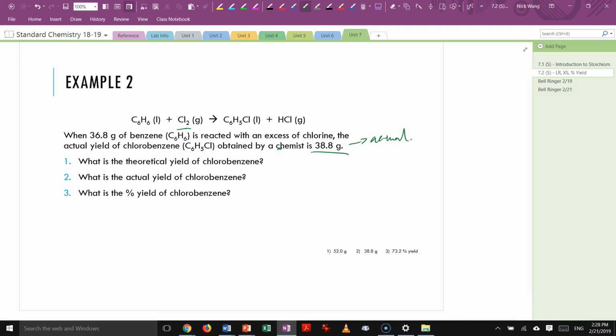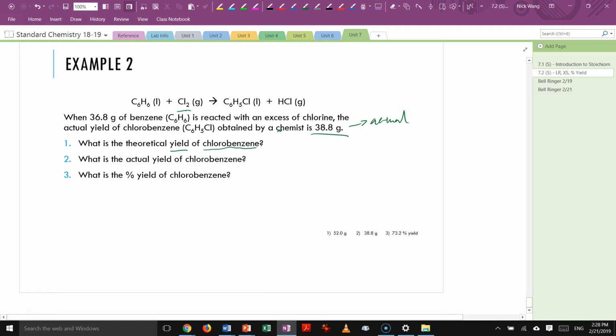Now, let's deal with the problem. Number one, what's the theoretical yield of chlorobenzene? The word yield in this case is referring to a mass amount of this product right here, C6H5Cl. And how do we figure that out? Well, according to the basics of stoichiometry, if I have some mass amount of benzene, I can figure out how much I'm supposed to get of chlorobenzene. That's the theoretical yield. You've been doing this kind of work over and over again, just now we have a different term for it.